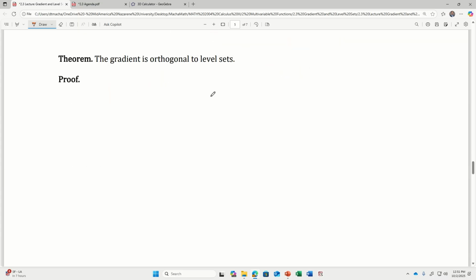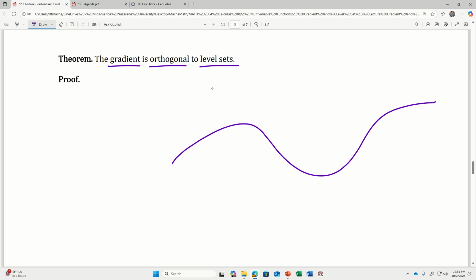So the reason we talk about level sets and gradient in the same lecture is because the gradient is going to be orthogonal to the level sets. You might have a crazy level set that looks like this, and you wonder, what's the gradient at this point? Well, it's always going to be pointing in a direction orthogonal to the level set. Imagine those are little gradient vectors along my level set.